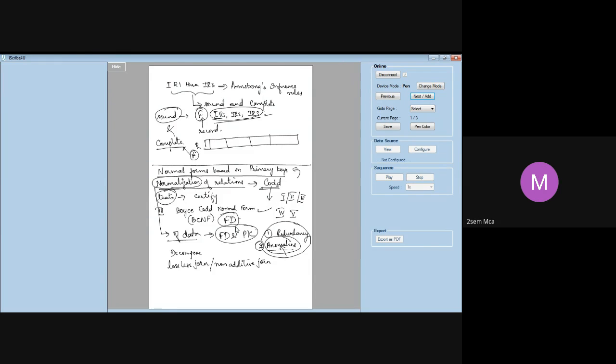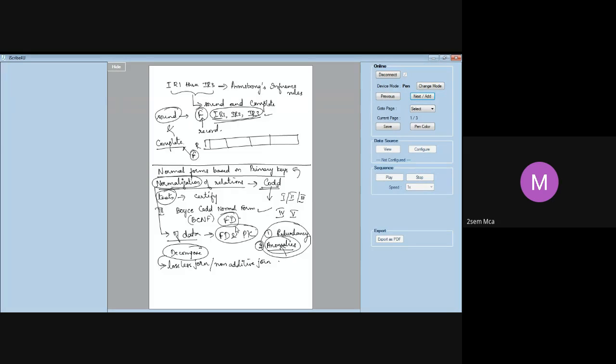What did I say? Normalization alone is not sufficient. If every table is normalized, it does not guarantee a good database design. You should also take care of it, especially when you decompose the table, so that it results in the lossless join or non-additive join property. You have to ensure that these two properties are taken care of.